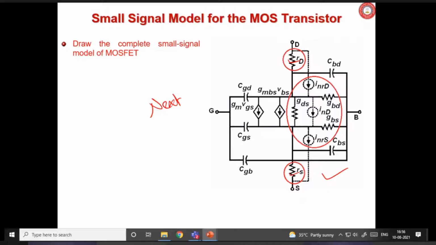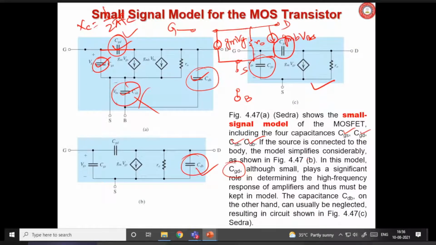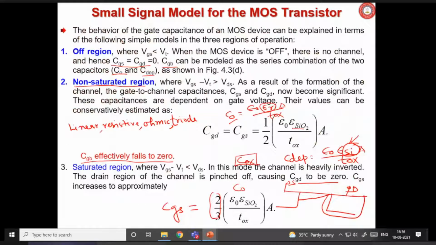Sir, there's one doubt in a few previous slides. There was a capacitance in series which is C_ox plus C depletion. You said it will decrease. We were not able to understand how.